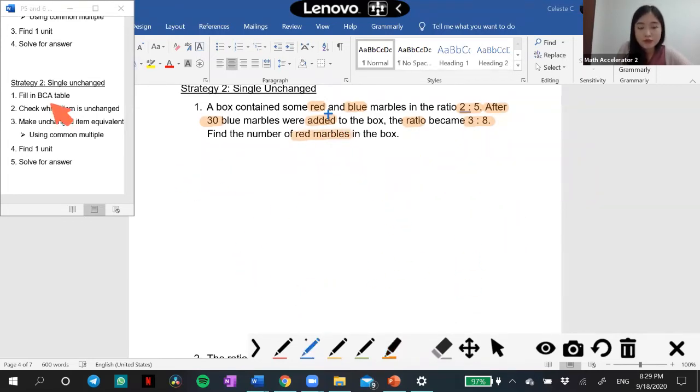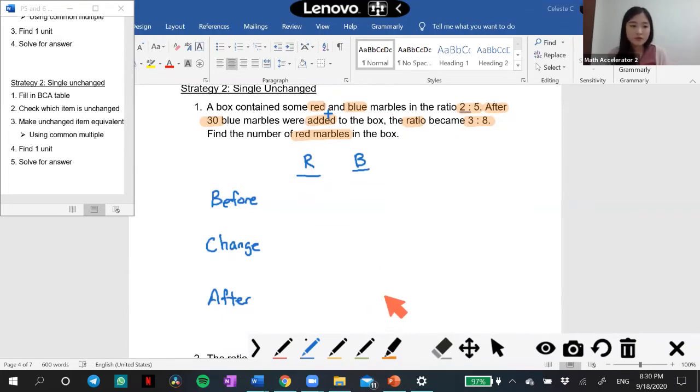So step 1, fill in the BCA table. You have 2 items, red and blue. Write down B for before, C for change, and A for after. Those of you who are in my class, you don't need to write it down, just BCA is enough. Those of you who are new to this, you should write it down so at least next time we revise, you know what this means.